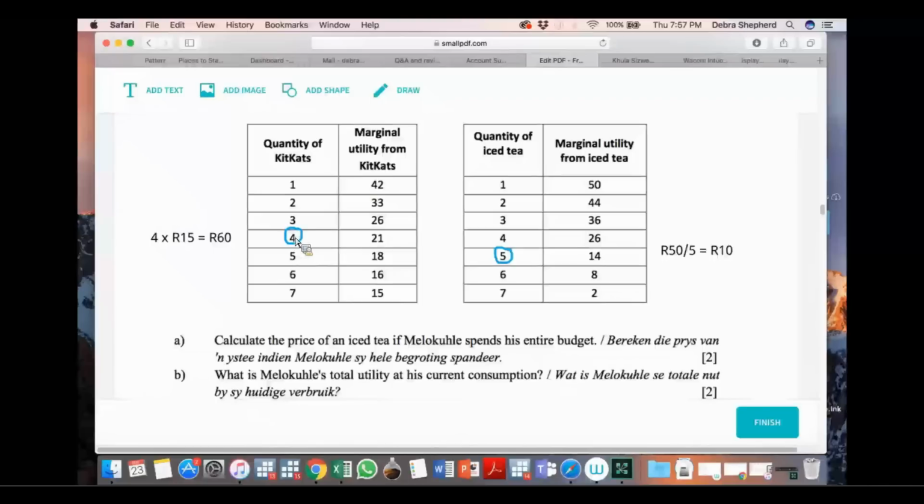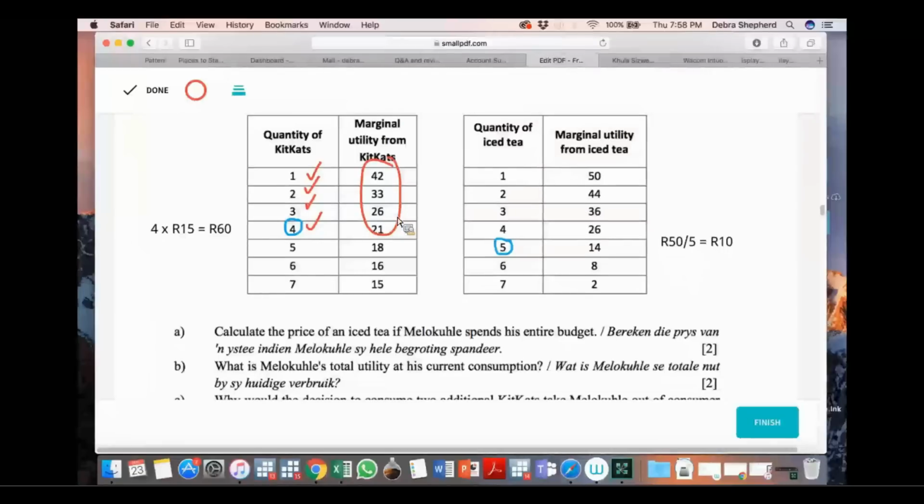of 4 Kit Kats. So to arrive at 4 Kit Kats, he had to have eaten 1 Kit Kat. He would have had to eat the 2nd Kit Kat and the 3rd Kit Kat and then the 4th Kit Kat. That means his total utility from Kit Kats is all those numbers added together. So his total utility from Kit Kats is currently 75, 101, 122. So he's getting 122 units of utility from Kit Kats.